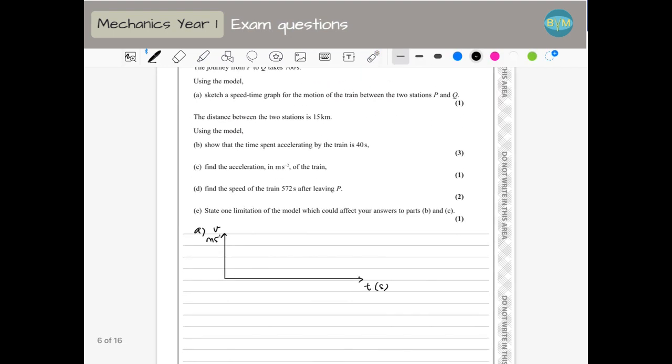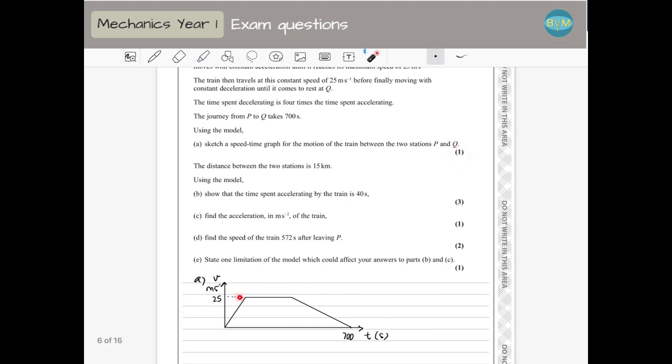So it accelerates up to 25, let's say this is 25, stays with constant velocity for some time, we don't know, and then it takes longer to decelerate. So I'm going to do this line more slanted, but I don't think it's that important. And we know the whole trip takes 700 seconds. So I know this number and I know this number, and I don't know anything else. It's 1 mark, so the mark is really for the shape. So constant acceleration, straight line up, constant velocity, horizontal line, constant deceleration.